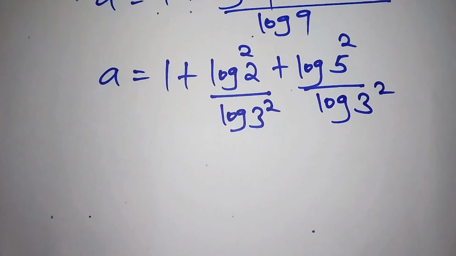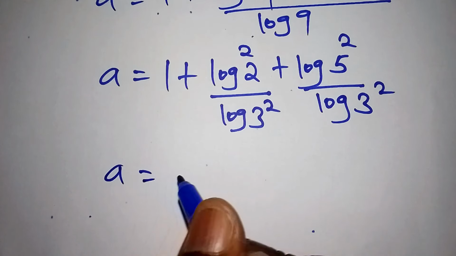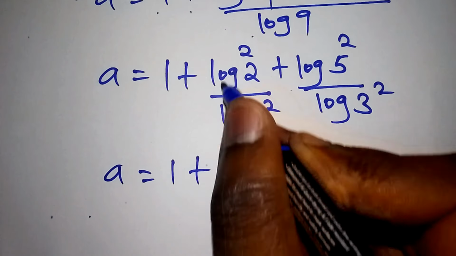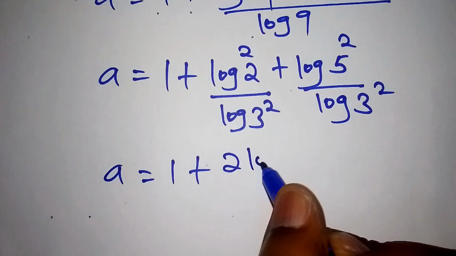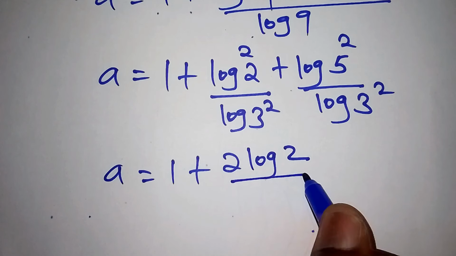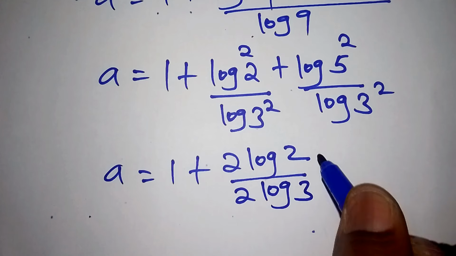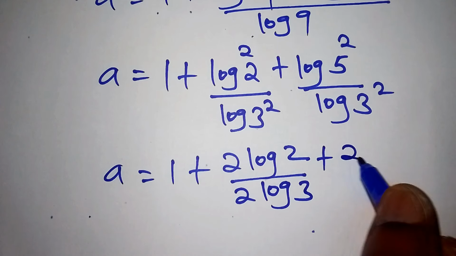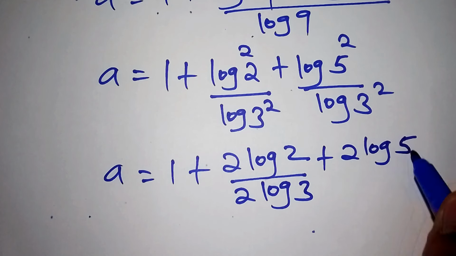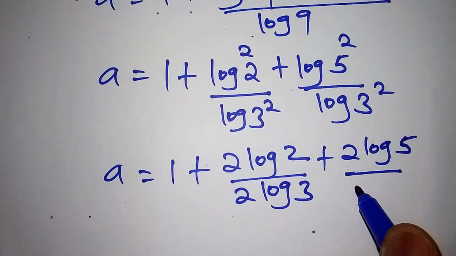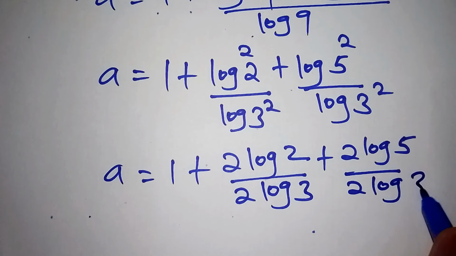Next, our value for a is equal to 1 plus 2 log of 2 all over 2 log of 3, plus 2 log of 5 all over 2 log of 3.